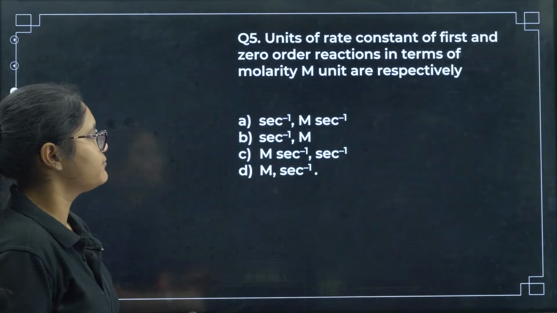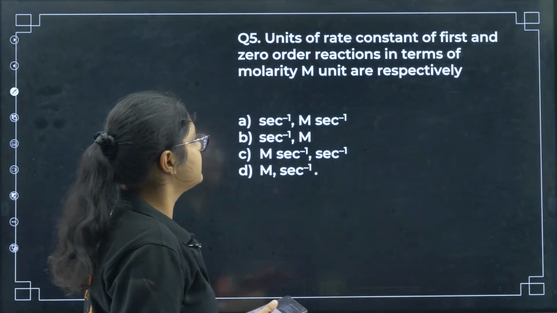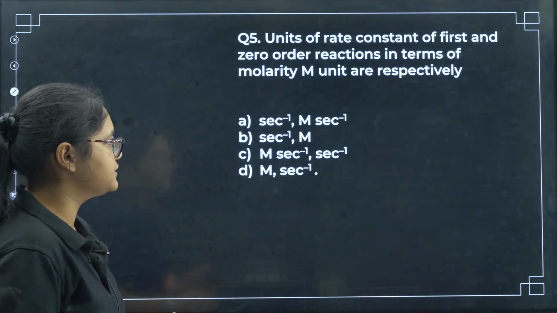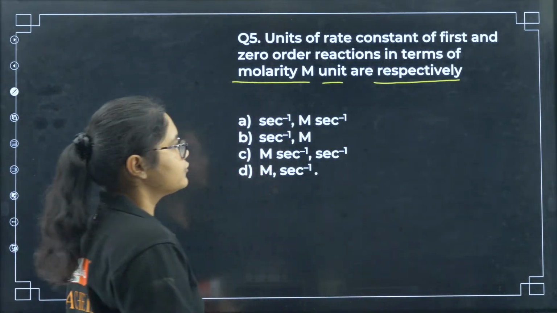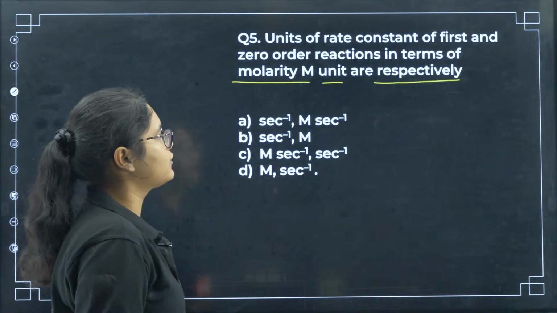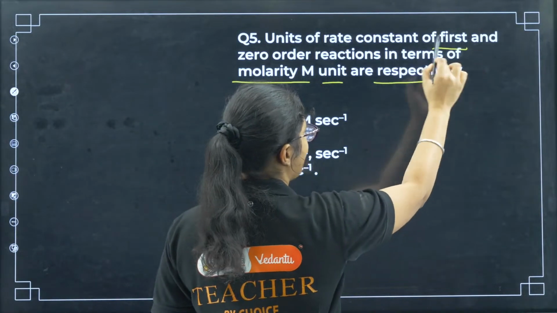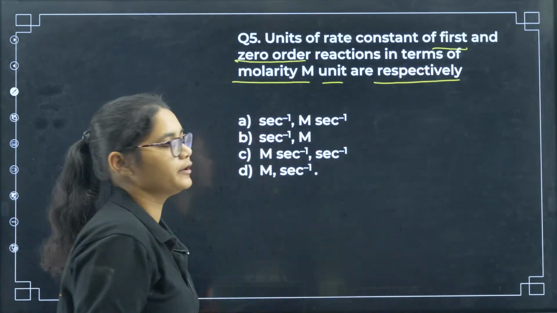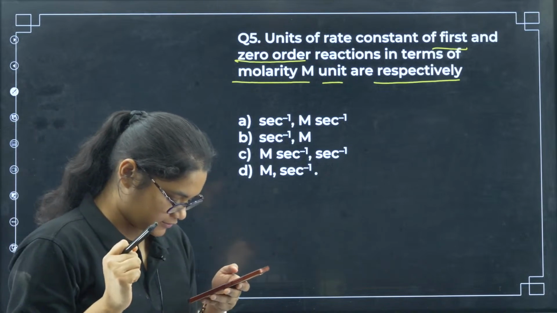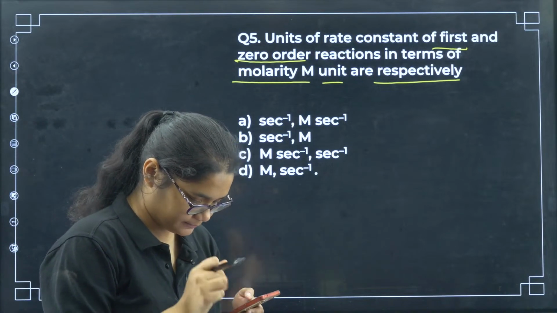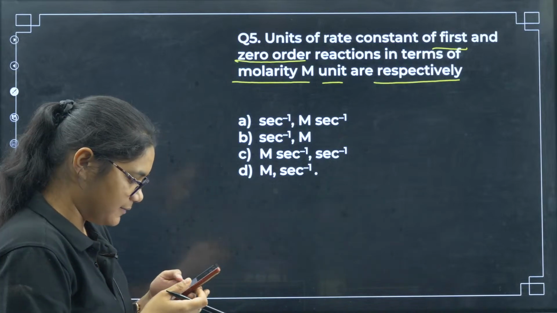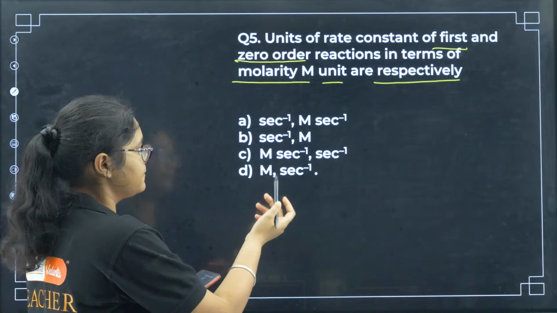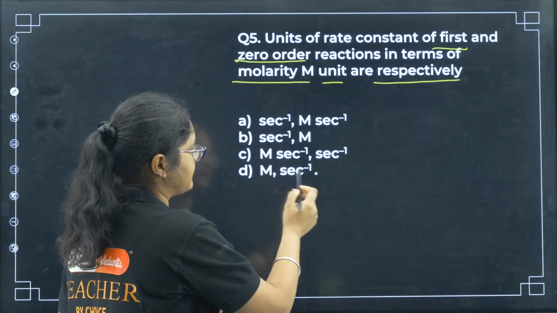Next, question number 5. The units of the rate constant of first and zero order reactions in terms of molarity are respectively. What is the unit of the rate constant for first order, and then after that you have to tell for zero order. Is it second inverse and M, second inverse and second inverse M, M second inverse and second inverse, or M second inverse and M?